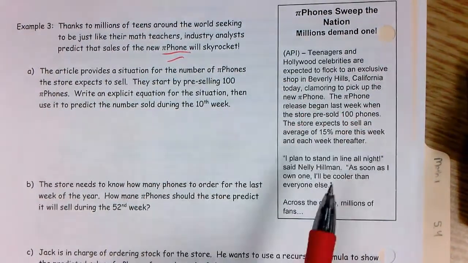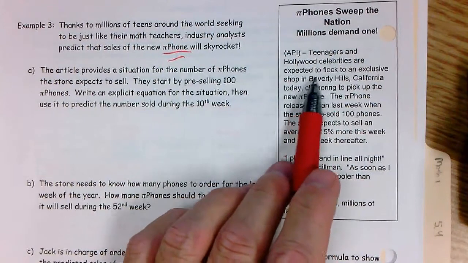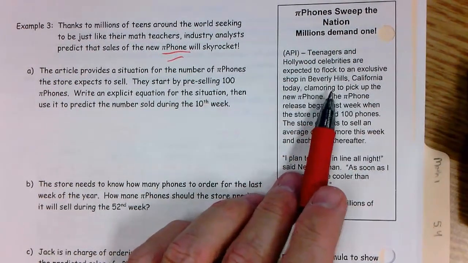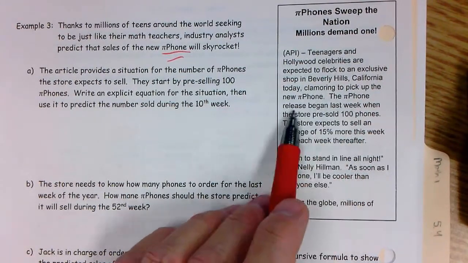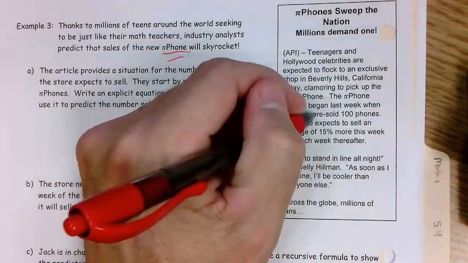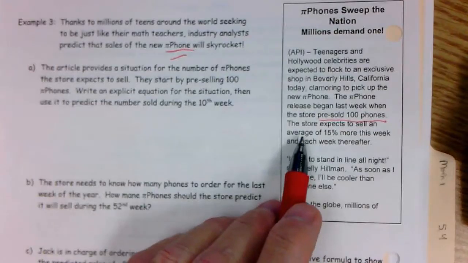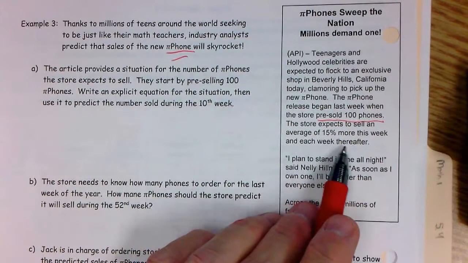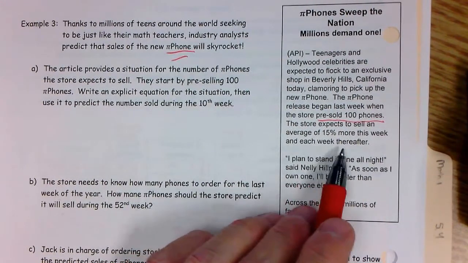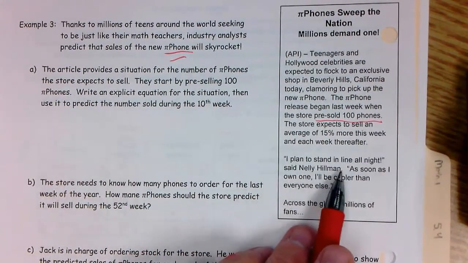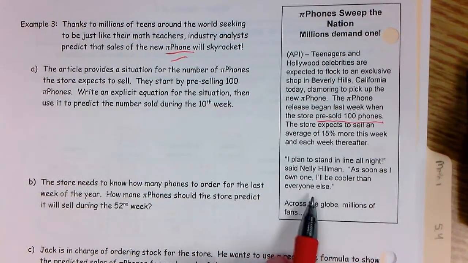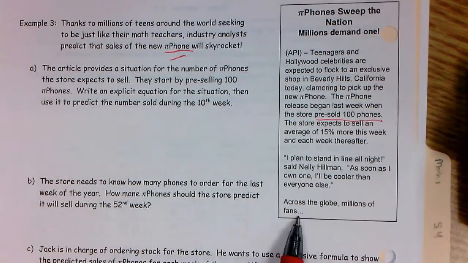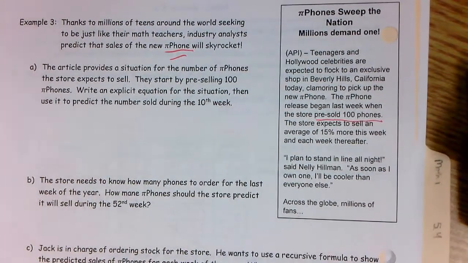PiPhones sweep the nation. Teenagers and Hollywood celebrities are expected to flock to an exclusive shop in Beverly Hills, California today, clamoring to pick up the new PiPhone. The PiPhone release began last week when the store pre-sold 100 phones. The store expects to sell an average of 15% more this week and each week thereafter. I plan to stand in line all night, said Nellie Hillman. As soon as I own one, I'll be cooler than everyone else. The article went on, but I stopped there because you get the idea, right?